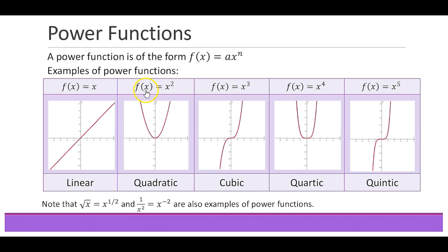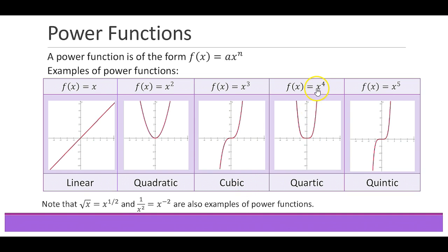We can also look at the power function f of x equals x squared, which we know is a parabola when we graph it, and we call this type of function a quadratic function. Moving on, we can think about the power function f of x equals x to the third. That was one of our basic functions. We know that it is continuous and it lives in quadrants 1 and 3 and passes through the origin. And we call this power function a cubic function.